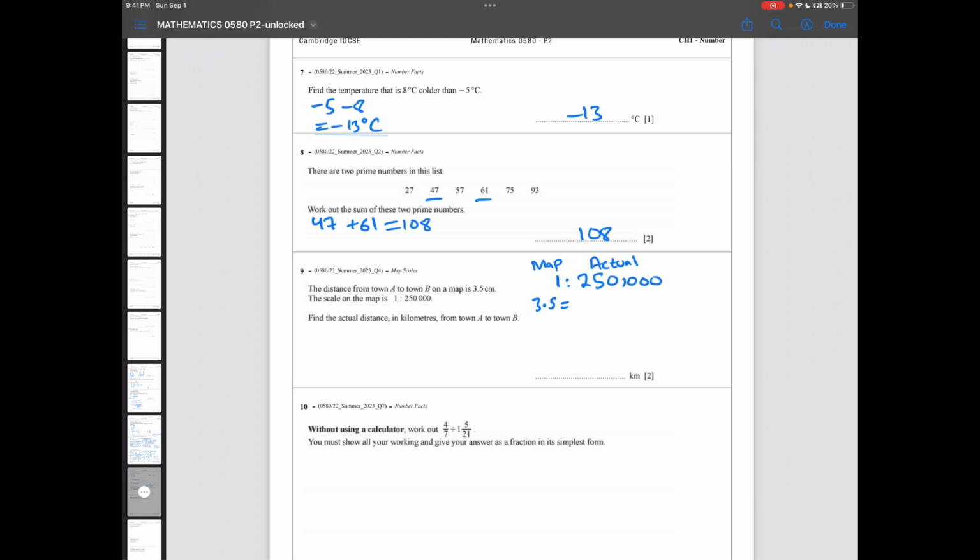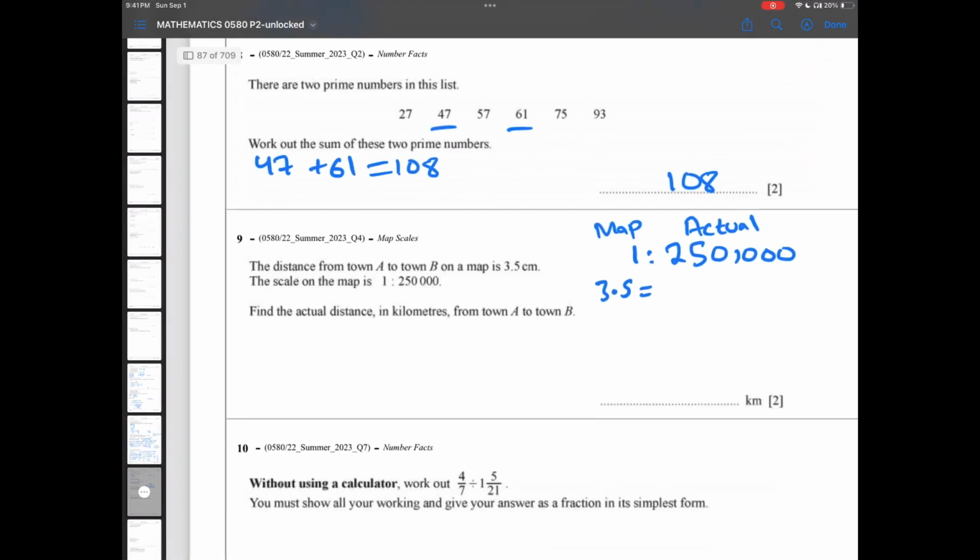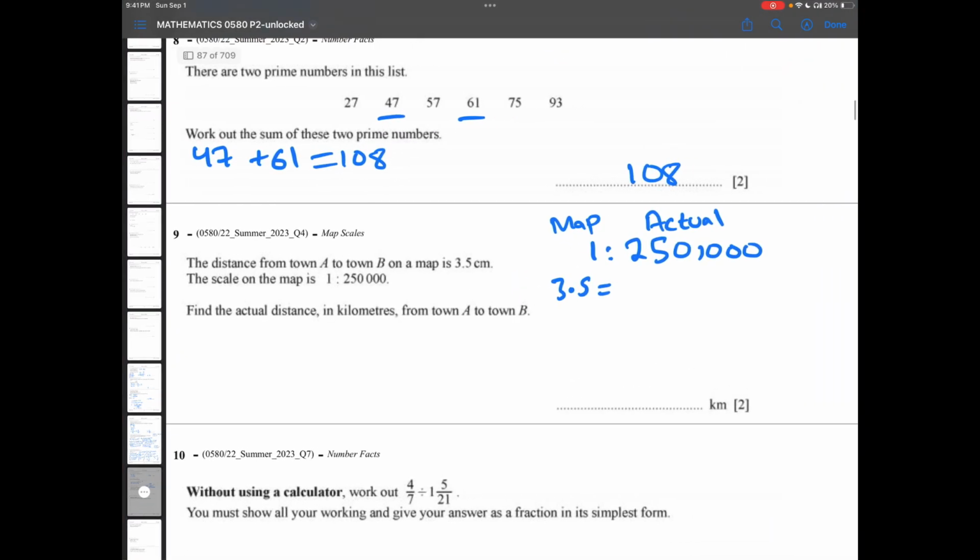I will have to redo some part of question number 9 again. So it was 250,000 multiplied by 3.5 was equal to 875,000.